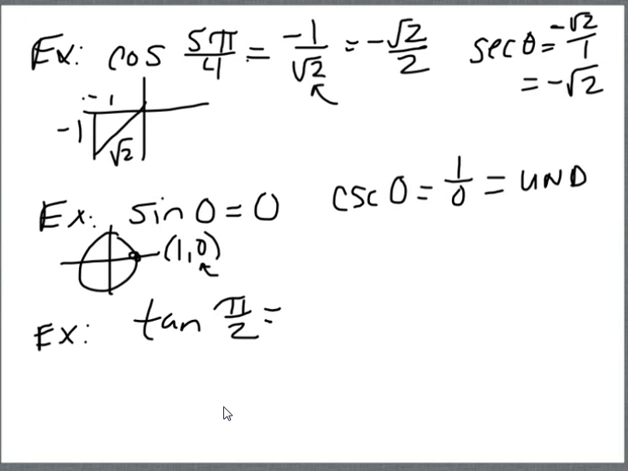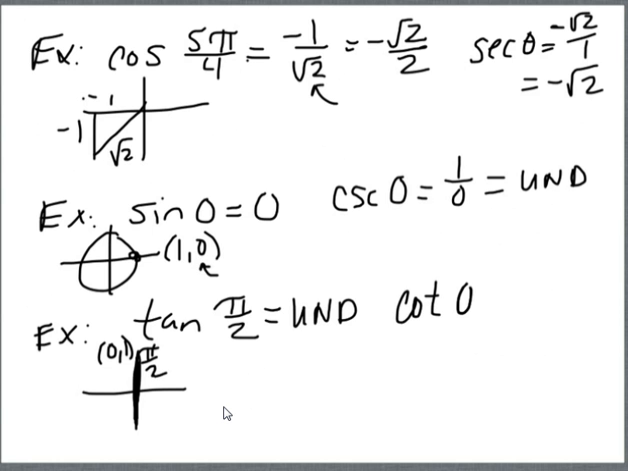But what if tangent is undefined? Remember when we are at pi over 2? My coordinates are 0, 1, which means I'm taking 1 divided by 0, sine over cosine, to find tangent. You can also remember vertical slope, tangent is slope. So tangent is undefined at pi over 2. So what would be the reciprocal of undefined?